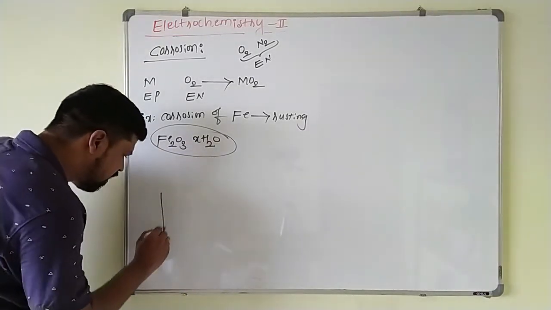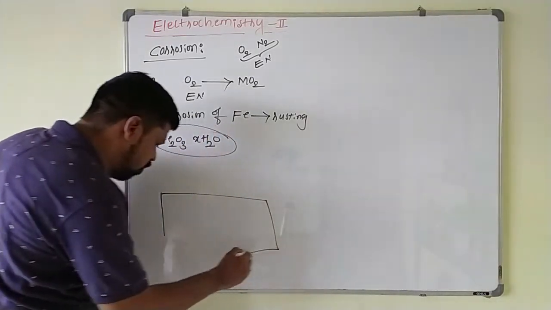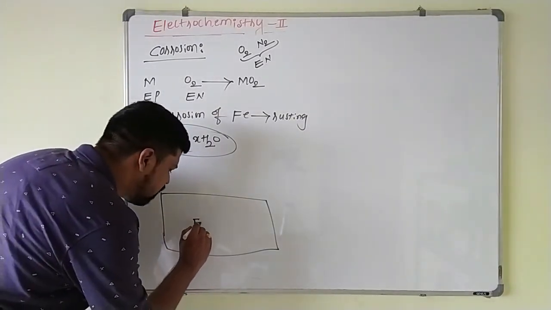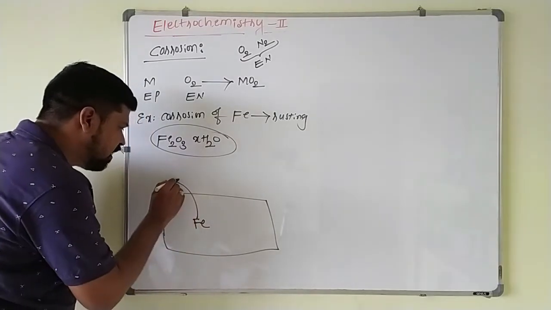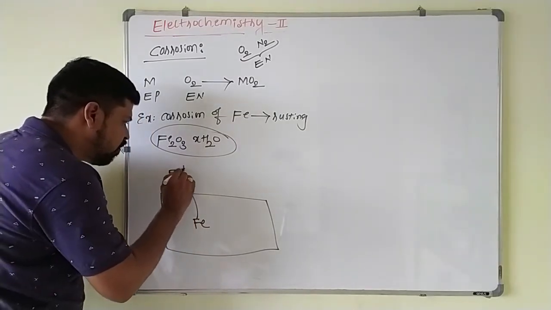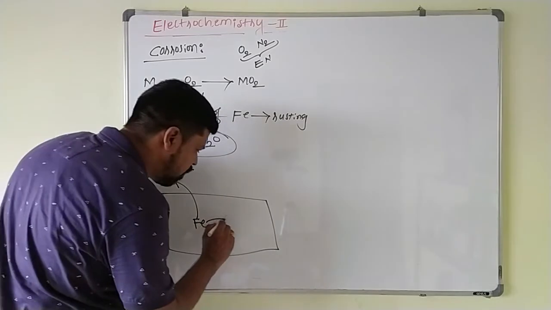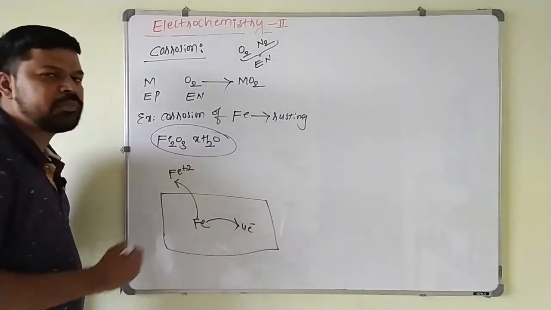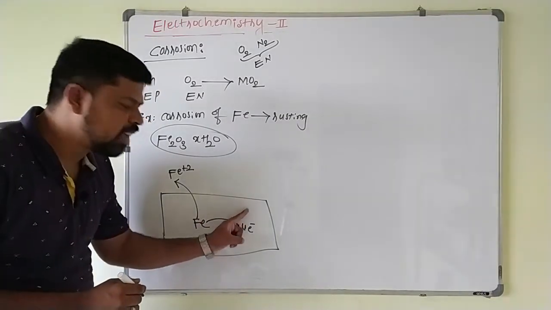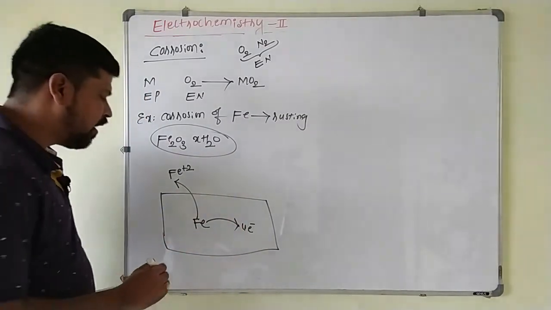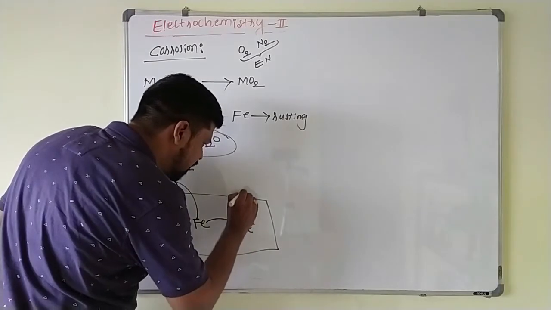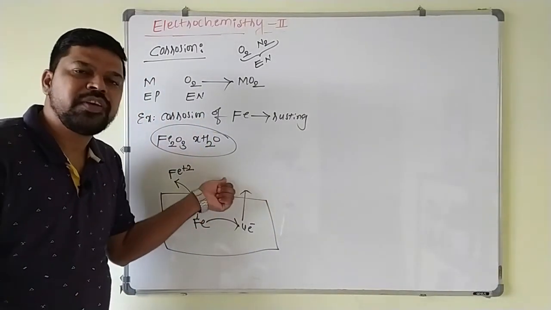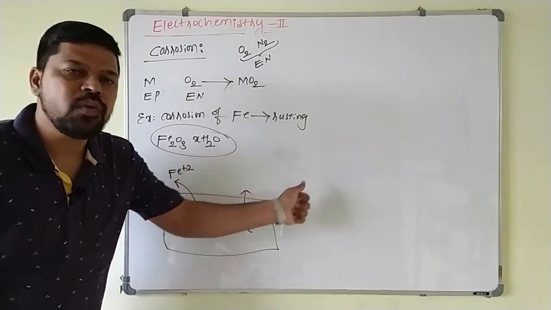Suppose if I take a metal rod, that is an iron rod here, at a particular spot this Fe acts as an anode and undergoes oxidation to form what? Fe2+ ion, during which some amount of electrons are released, and these electrons will move to another spot of the iron rod, and that place is taken as what? Cathode, where the reduction takes place. Here reduction takes place. Now at this place what happens? Oxygen in presence of H+ ion undergoes reduction to form water.